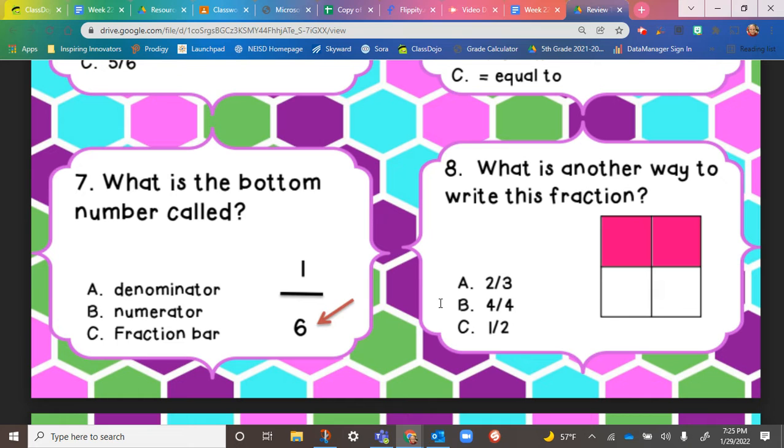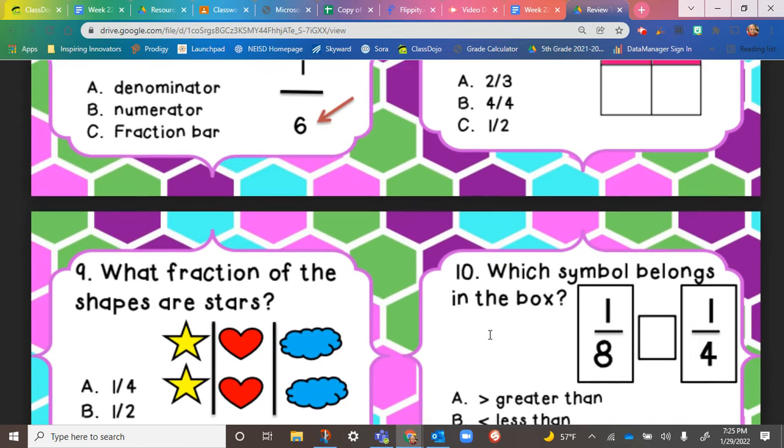Number 8, what's another way to write this fraction? Again, half of it shaded. So that would be half.